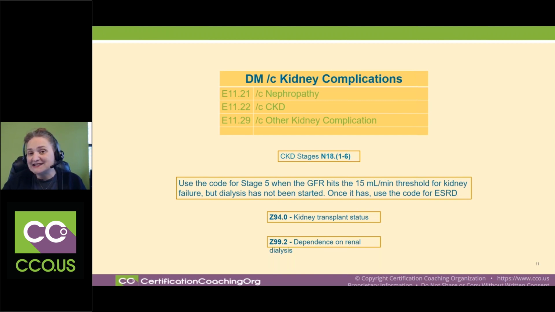And if that's the case, then you also are going to use the code Z99.2, dependence on renal dialysis. Now, you could have a patient that has diabetes, has kidney complications, and they've had a kidney transplant. Just because that patient has a kidney transplant doesn't mean that they're miraculously cured from CKD. They may have gone from an N18.6, CKD end-stage renal disease, to an N18.2. So the kidneys are still struggling. They're just not at the level of failure like they were before.